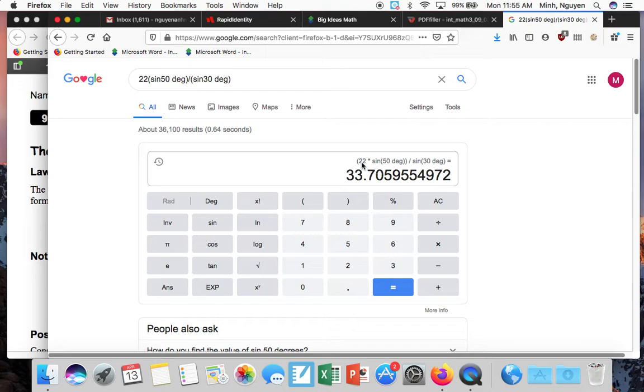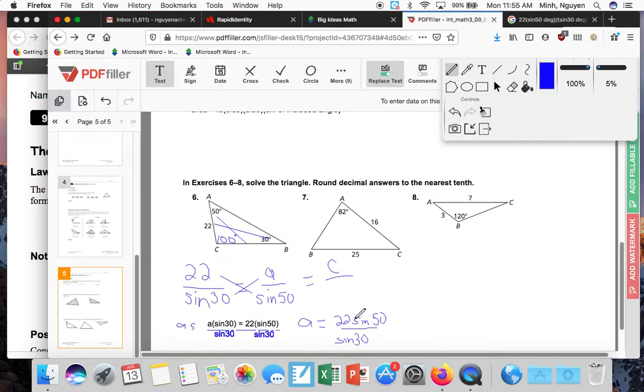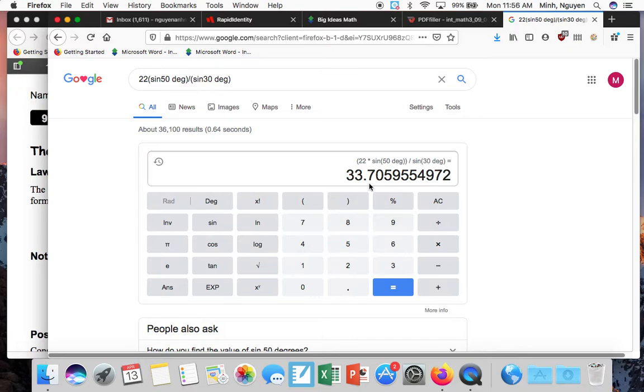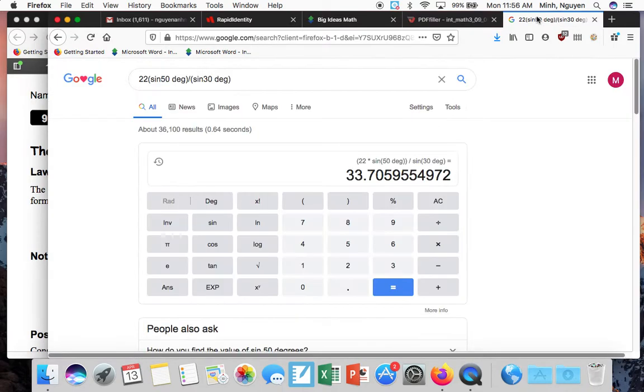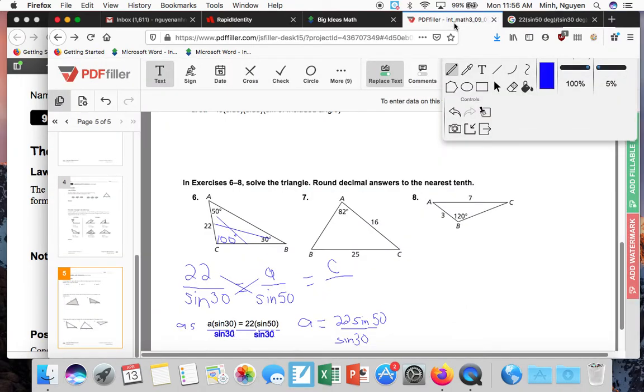And it checks out: 22 times sine 50 degrees. After I multiply it, then I go ahead and divide it by sine 30. I get 33.7. It says round decimal answers to the nearest tenth, so the 0 doesn't do anything to the 7. So I have 33.7.